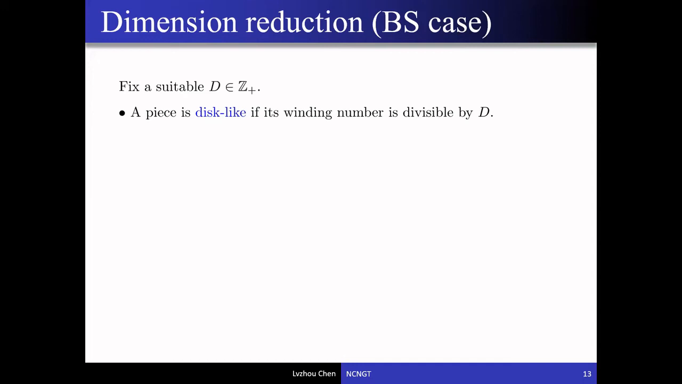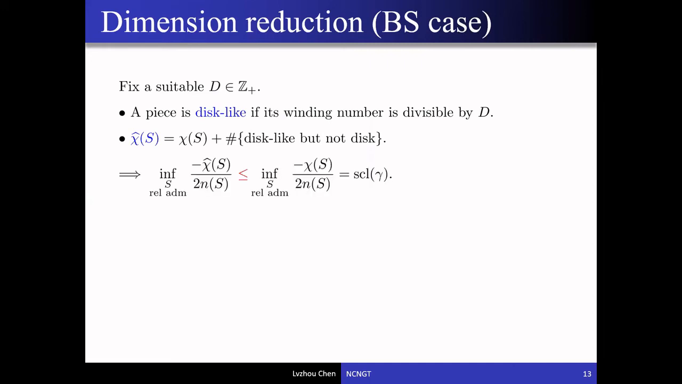And here's the trick. We fix a suitable positive integer d. Remember that a piece bounds a disk if and only if its winding number is 0. Now we relax this and consider all those with winding numbers divisible by this fixed number d as disks. So we call these pieces disk-like. Then we can define a new Euler characteristic where we count every disk-like piece as a disk. That is, each such piece contributes 1 to the Euler characteristic.